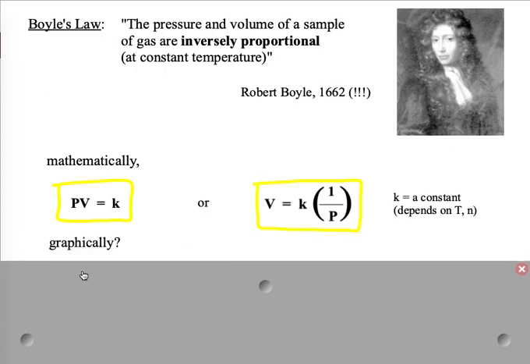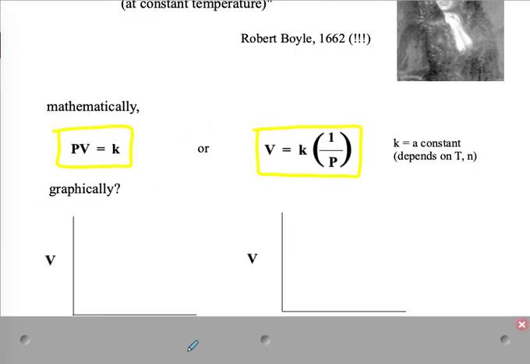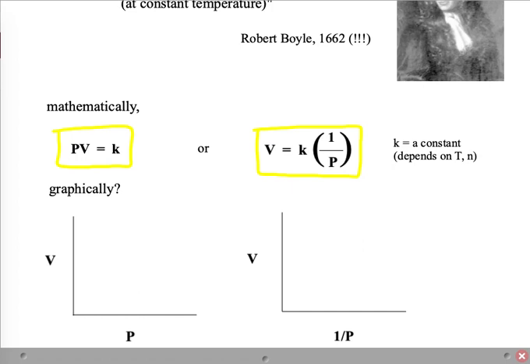What does that look like graphically? Well, you also recall from earlier in the year that if two variables are inversely proportional to each other, then as the pressure increases, the volume decreases, and the graph looks something like this. But if I'm graphing volume as a function of reciprocal pressure, volume being the dependent variable and reciprocal of pressure being the independent variable, then as 1 over pressure increases, the volume would increase as well. So volume is directly proportional to reciprocal pressure. Both of these are ways of representing Boyle's law mathematically and graphically.